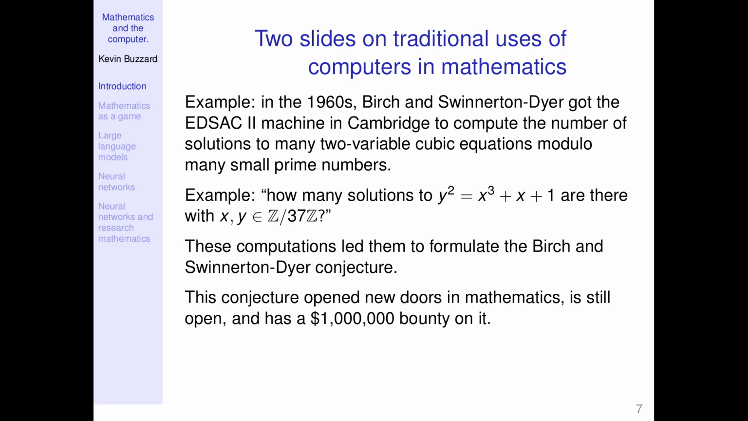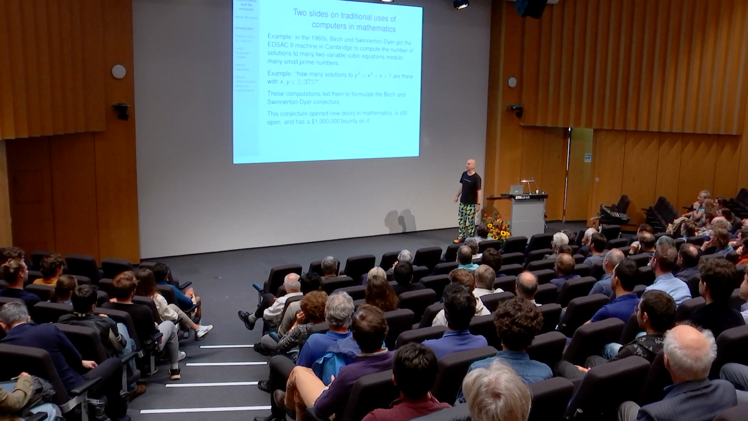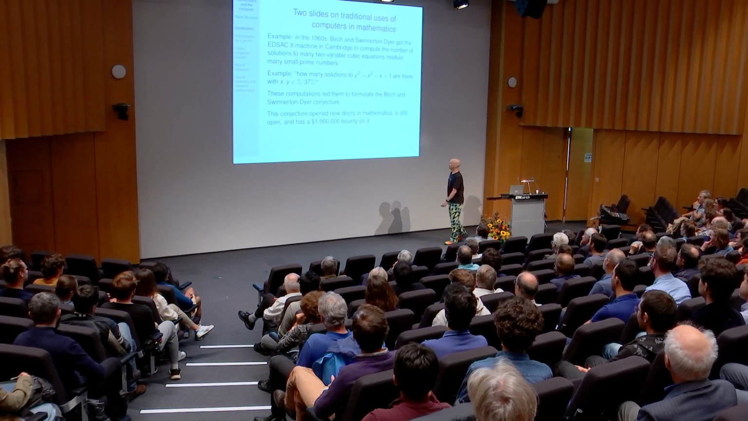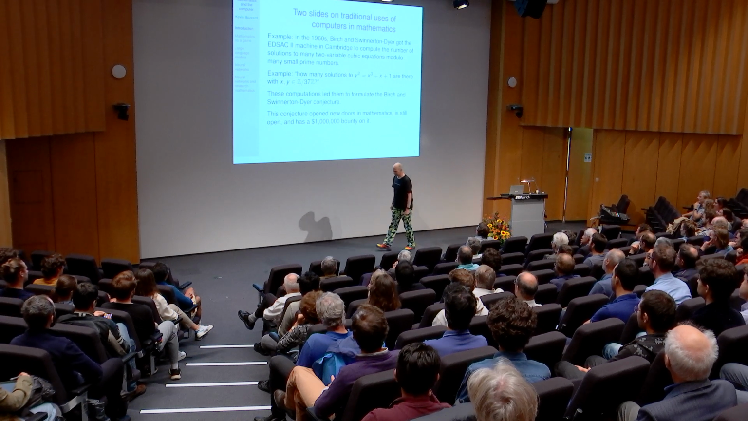And furthermore, if you solve it, you get $1 million. I think you have to prove it. I think if you disprove it, you don't get paid. But if you disprove it, you just write down one cubic equation and note that it doesn't work. But of course, people have written down thousands of cubic equations and it works for all of them.